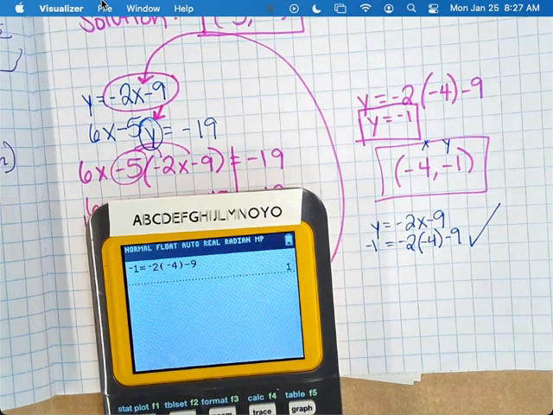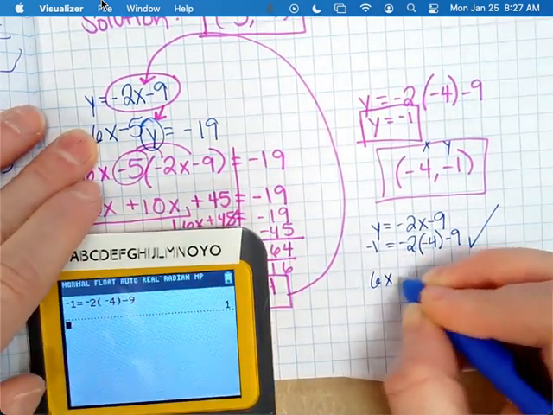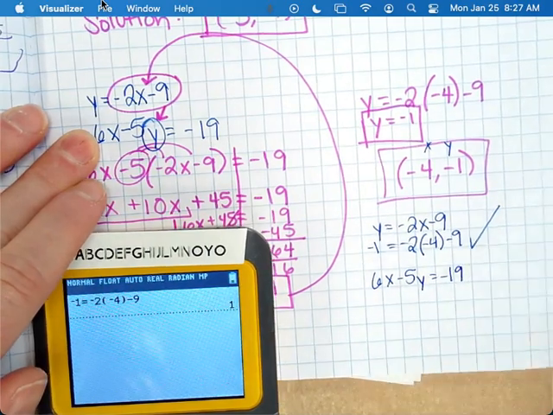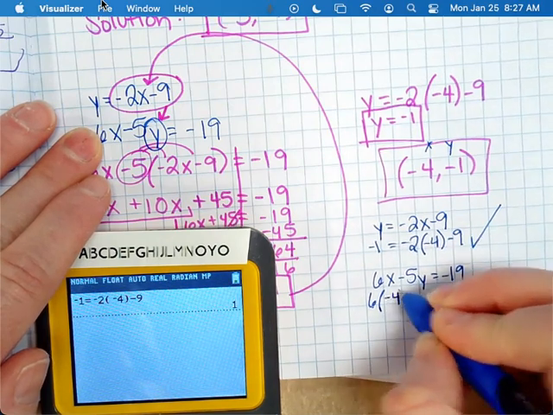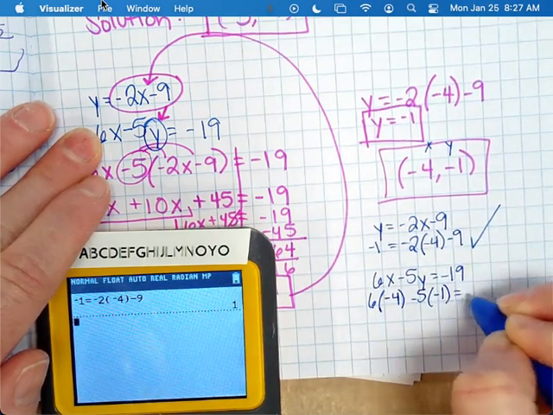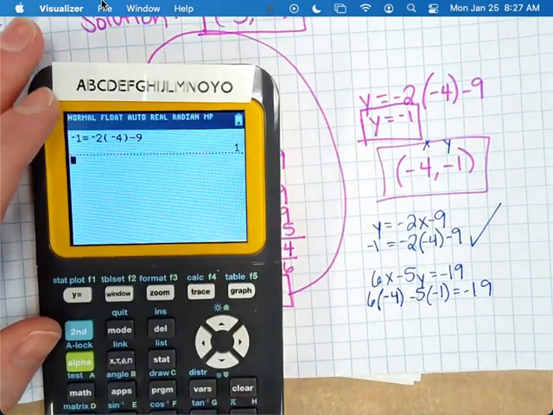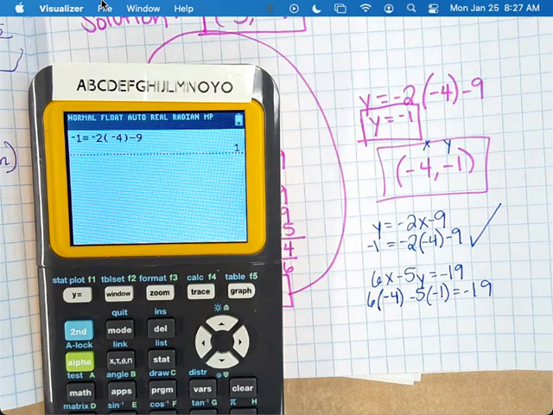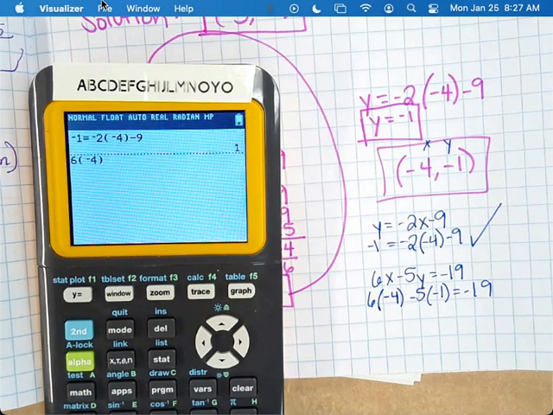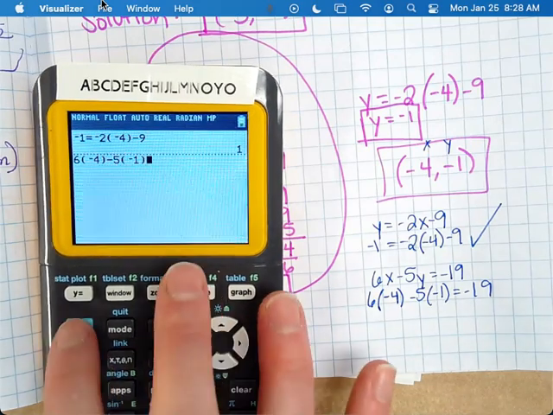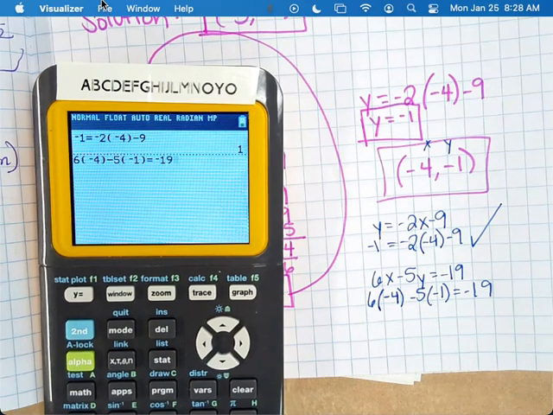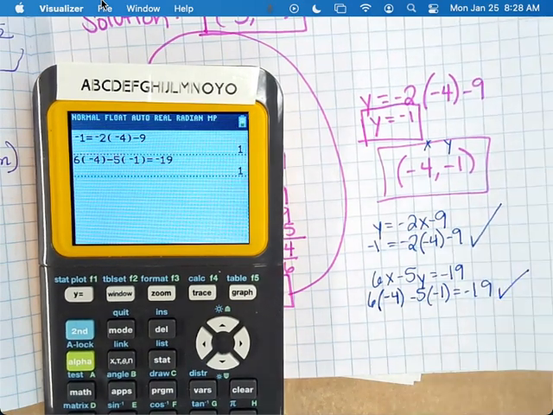Okay, there we go. And then the next one is 6x minus 5y equals -19. So we'll plug in 6 times -4 minus 5 times the -1 and see if it equals -19. You can do it in your head or you can put it in the calculator. So I'm doing 6 times the -4 minus 5 times the -1 equals -19. And that is true. So that means we have checked it. And this one was not in your digital journal, so you do not have to put this in.